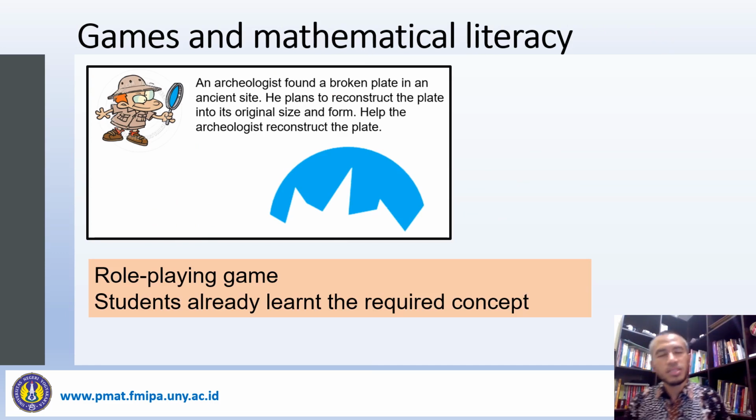The last example is about the use of games to develop students' modeling competence. That is, games and mathematical literacy. The game here is a role-playing game, and it's played by senior high school students. So it's about 17 years old.